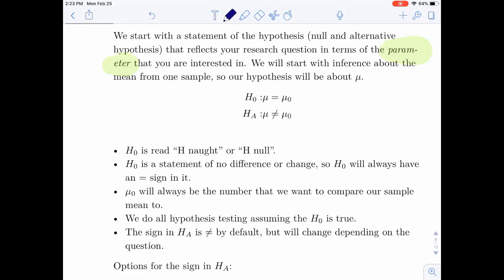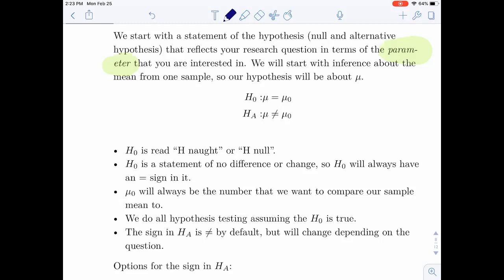Notice in your null and alternative hypothesis, whatever you have here has to go here, right? You can't talk about cats and then all of a sudden draw a conclusion about dogs. It doesn't work that way. So we have to talk about mu here and mu here, but also the same value that's here has to go here. How does mu compare to this value? Is it equal to it or is it not equal to it? So once you've decided what this value has to be, what parameter you're talking about, and what this value has to be, then the rest of it is smooth sailing.